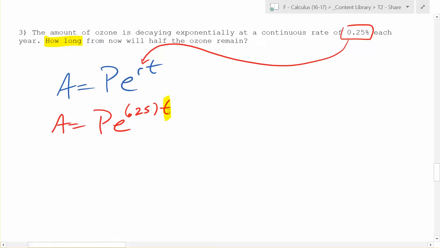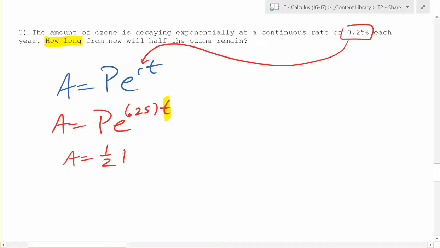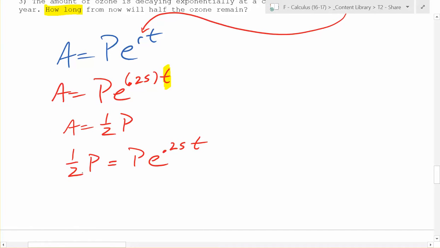Okay, well, half of the ozone remains. So cancel out A and P. What is A going to be? 1/2 of P, because that P is the starting amount, right? So you have 1/2 P is equal to P e to the 0.25 T. What cancels? 1/2 equals e to the 0.25 T.